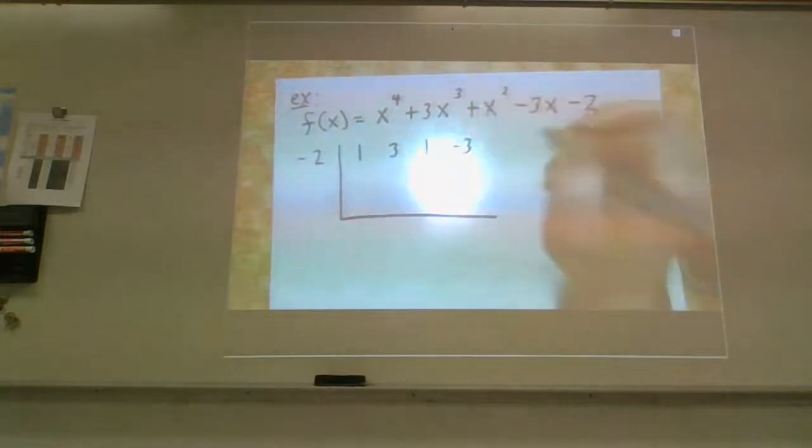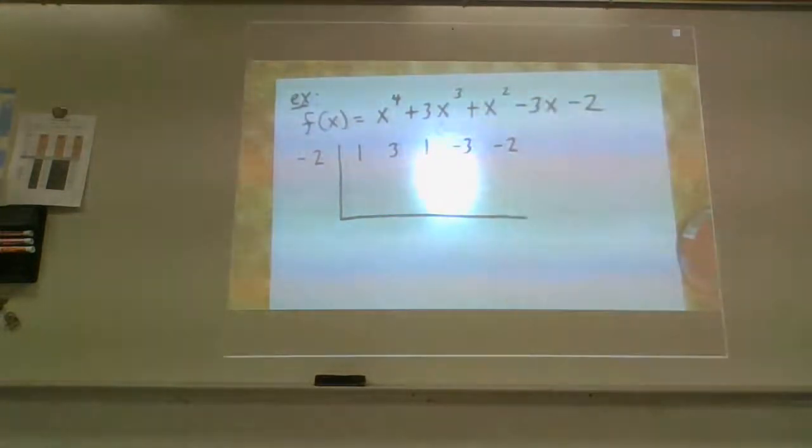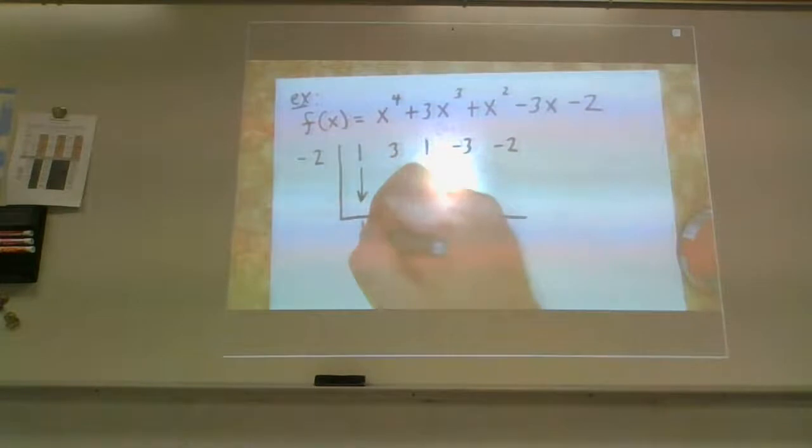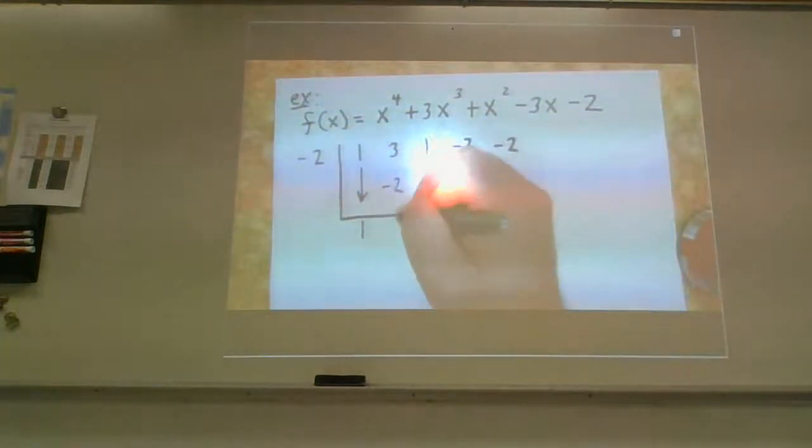This is a 4th degree polynomial. The largest exponent is a 4. It is known as a quartic. Let's figure it out. This should work. Let's see. 1 plus nothing is 1. Multiply. Add.